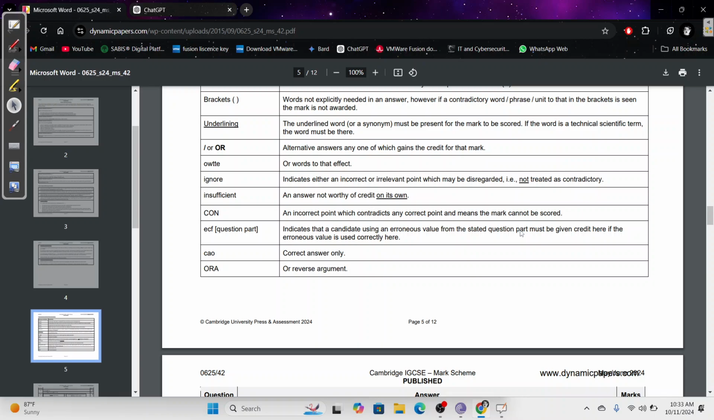So for example, the washing machine question. The air that left the condenser was drier than the air entering the condenser. The or reverse argument, the ORA, would be the air entering the condenser is more moist than the air leaving the condenser. This is a question in the paper one video I covered, and I'll cover paper two today, hopefully.